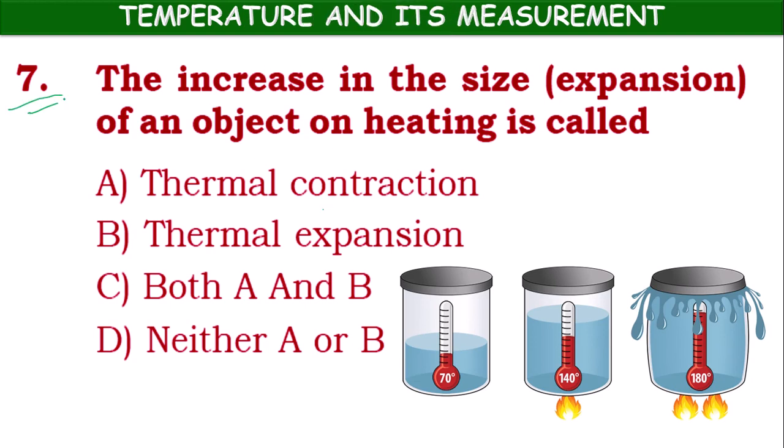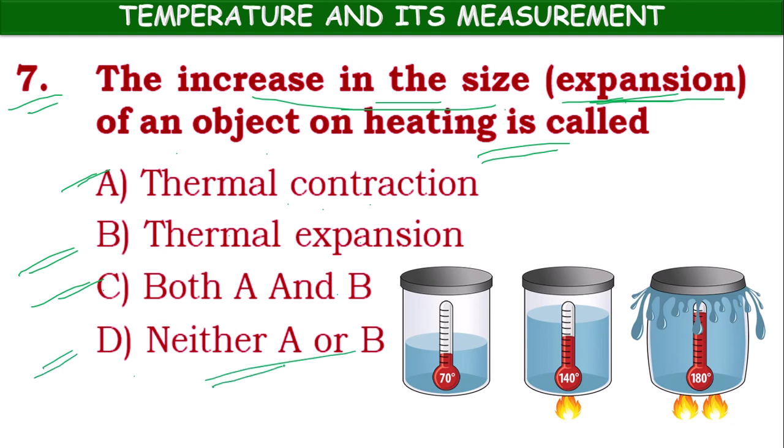Next, seventh question. The increase in the size, or it is called expansion. Increase in size is called expansion. The increase in the size, expansion of an object on heating is called: option A, thermal contraction; option B, thermal expansion; option C, both A and B; option D, neither A nor B. Here, the increase in size is called expansion, that they have mentioned already in the question.